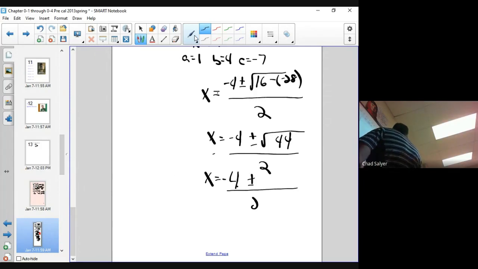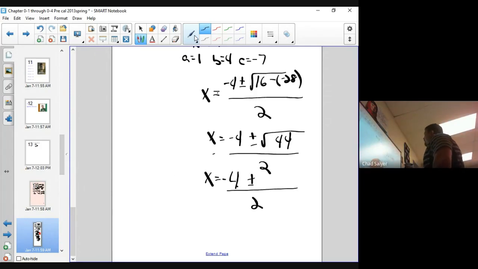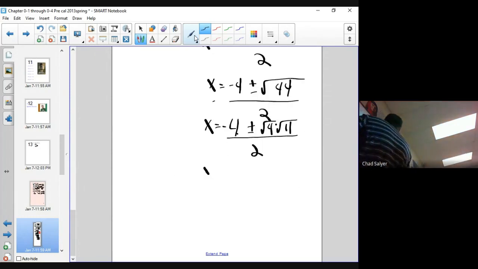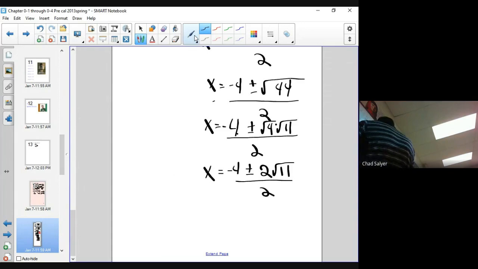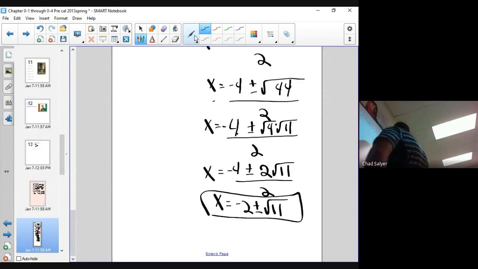plus or minus, and then the square root of 44, I'm going to break this radical down. So the first thing you want to do is factor out any perfect squares. And I know 4 is a perfect square, and 4 times 11 is 44. So I can make this into the square root of 4 times the square root of 11. So x equals negative 4 plus or minus the square root of 4 is 2 times the square root of 11, over 2. And now if I divide both of these by 2, x equals -2 plus or minus the square root of 11. And once again, we get the same solution we did before using this different method.